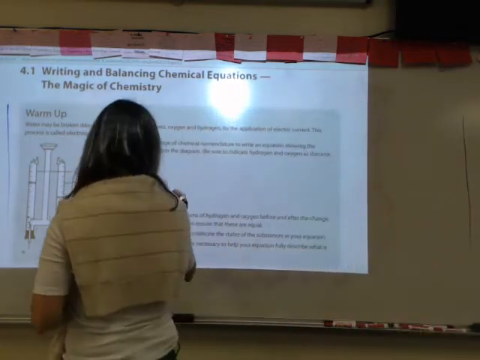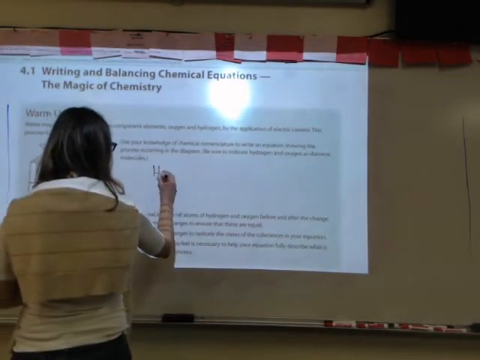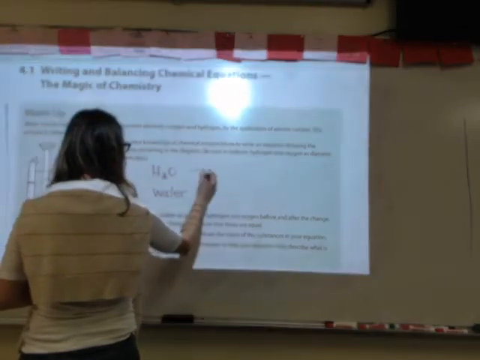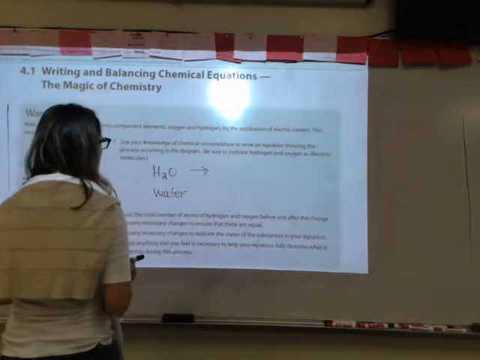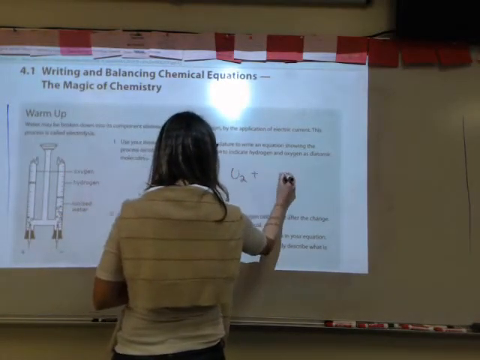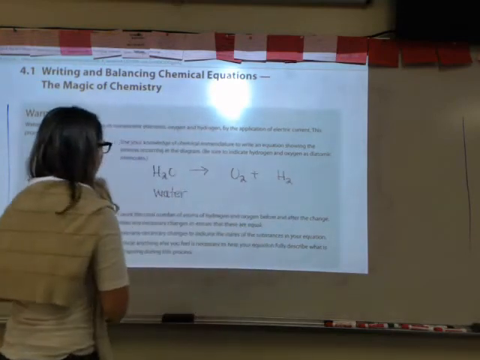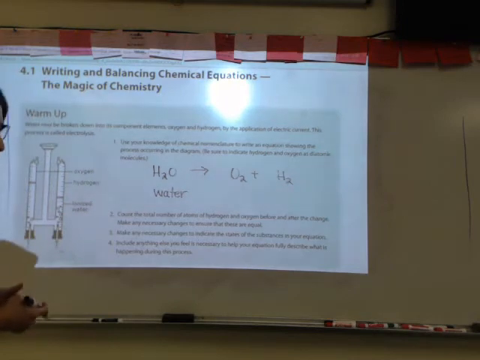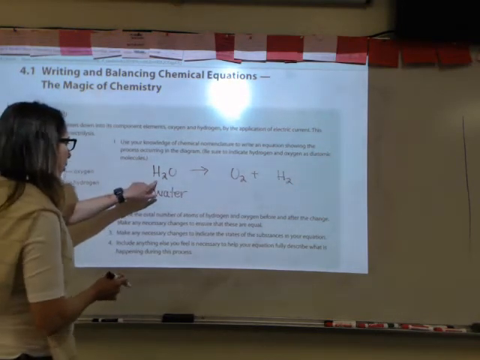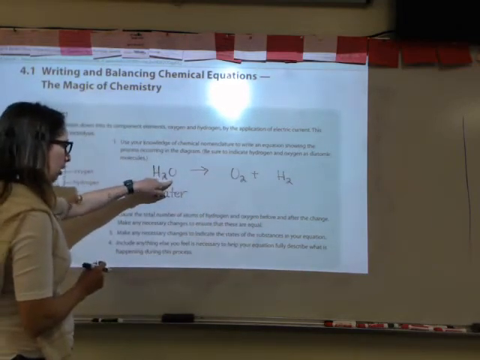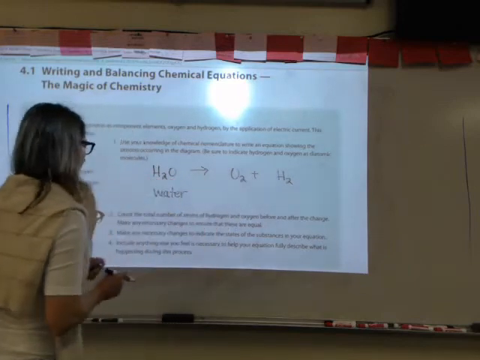So if you're breaking down water and you know that water has a chemical formula of H2O, we would first include that, and then if we're breaking down into oxygen and hydrogen gases, which are diatomic, we would write O2 and H2. Now, we want to count the total number of atoms of hydrogen and oxygen before and after the change. So we have 2 hydrogens on the left, 2 hydrogens on the right. I have 1 oxygen on the left, and I have 2 oxygens on the right.